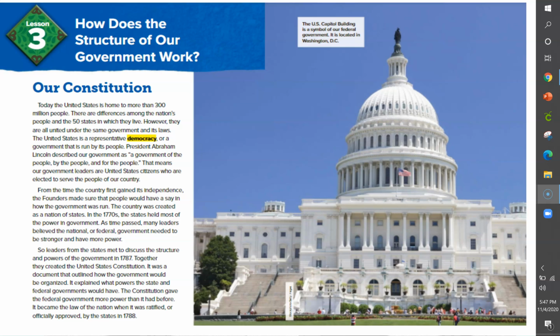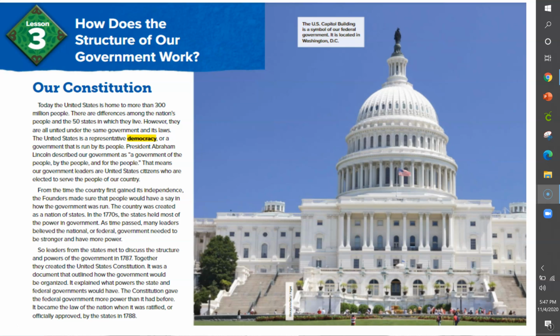It was a document that outlined how the government would be organized. It explained what powers the state and federal governments would have. The Constitution gave the federal government more power than it had before. It became the law of the nation when it was ratified, or officially approved, by the states in 1788.